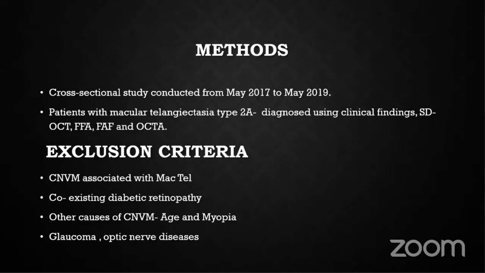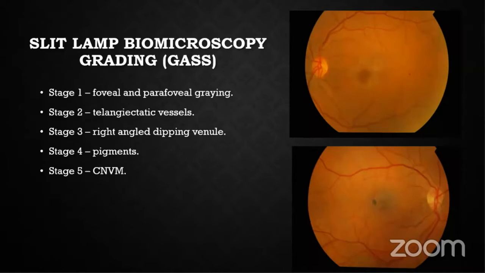Patients with MACTEL type 2A diagnosed clinically on SD-OCT, FFA, and FAF with OCTA were included. Patients excluded were non-proliferative type of MACTEL, coexisting diabetic retinopathy, age-related CNVM, myopic CNVM, glaucoma, and optic nerve diseases. Slit lamp grading was done according to Gass et al. That was stage 1 to 5.